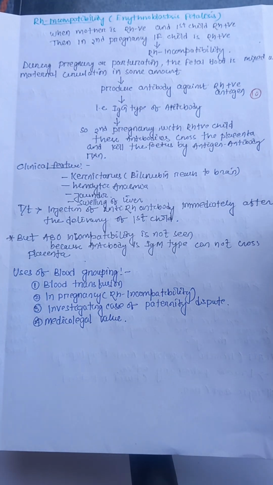That's why, in a second pregnancy with an Rh positive child, this antibody crosses the placenta and kills the fetus by antigen-antibody reaction. You know this: it crosses the placenta and kills the fetus. If the fetus is not killed, then it is a very dangerous condition. Erythroblastosis is a very dangerous one.